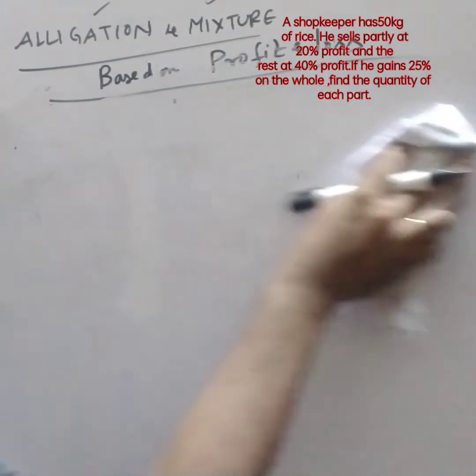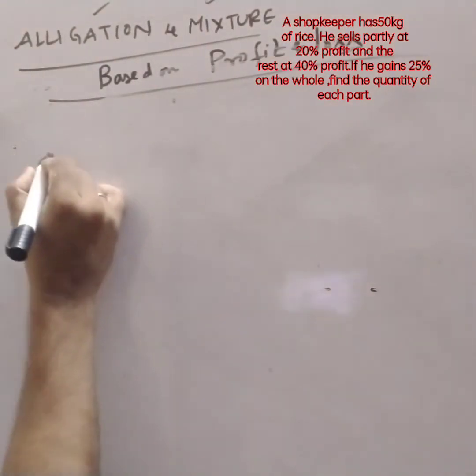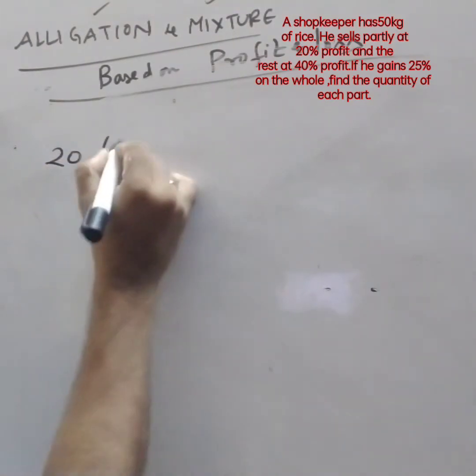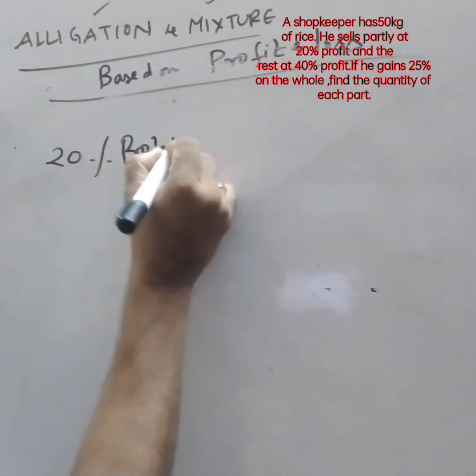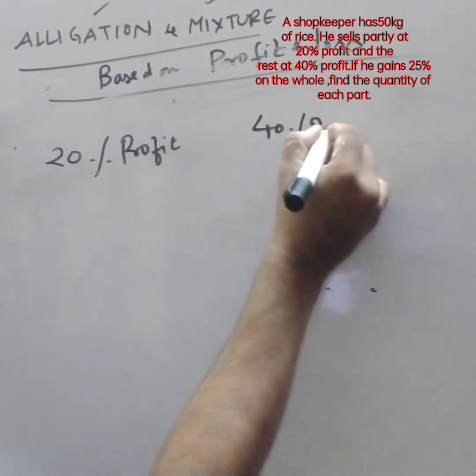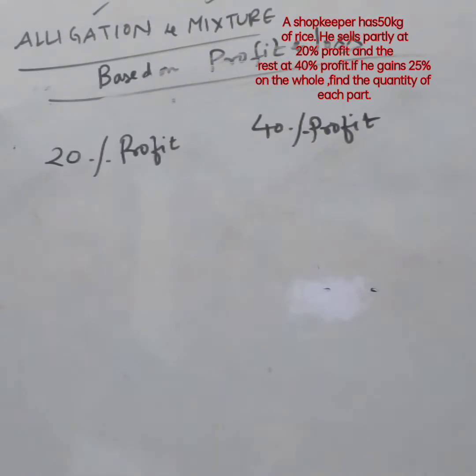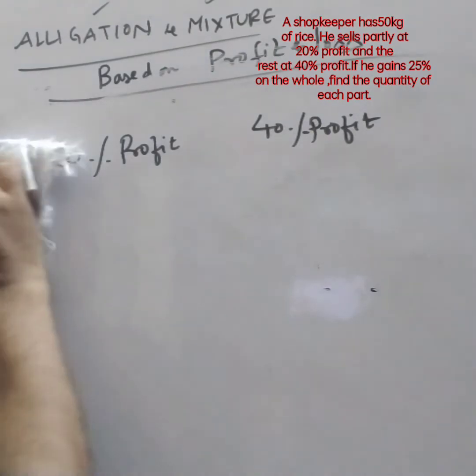Let us see this now clearly. So, one type of rice at 20% profit you are selling. Second type of rice at 40% profit. That is part of the rice we are selling at 20% profit and 40% profit.